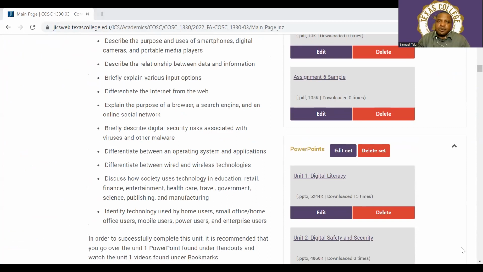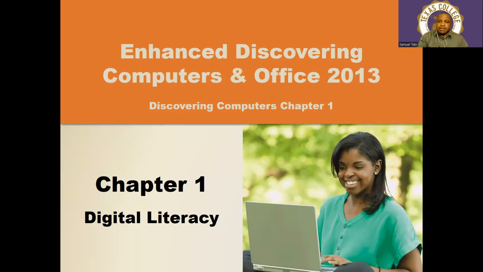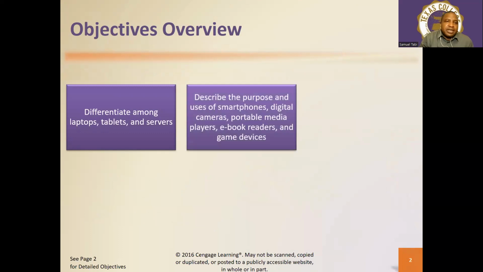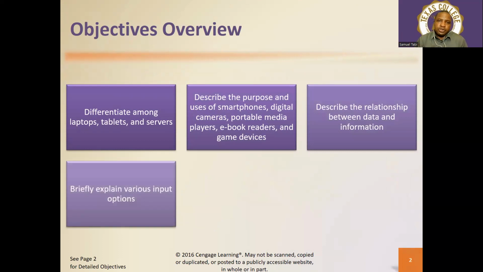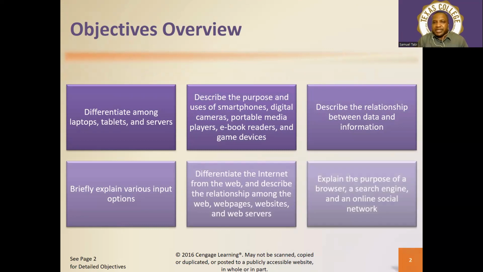So let's get started with the lesson. By the time we're done with this unit, you should be able to differentiate among laptops, tablets, servers, or different types of computing devices. You also should be able to describe the purpose and uses of smartphones, and describe the relationship between data and information. Also, we're going to talk about the difference between data and information. We should be able to briefly explain various input options, differentiate the internet from the web, and explain the purpose of a web browser, search engine, and an online social network.